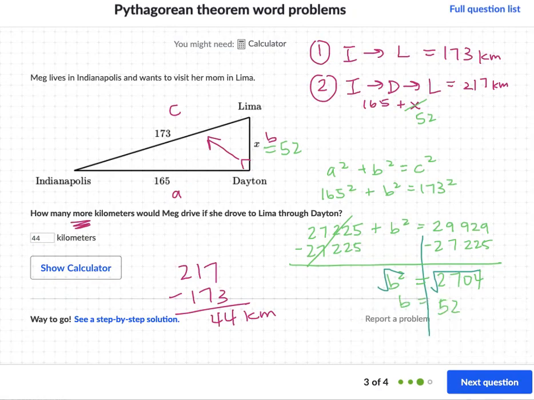So there's a lot of steps involved in this problem. A lot of it deals with the question itself, knowing what exactly you're doing. You're not just calculating the missing side, the distance from Dayton to Lima. You're figuring out how many more kilometers she'll have to drive. So you do have to add it up and then subtract the other route.